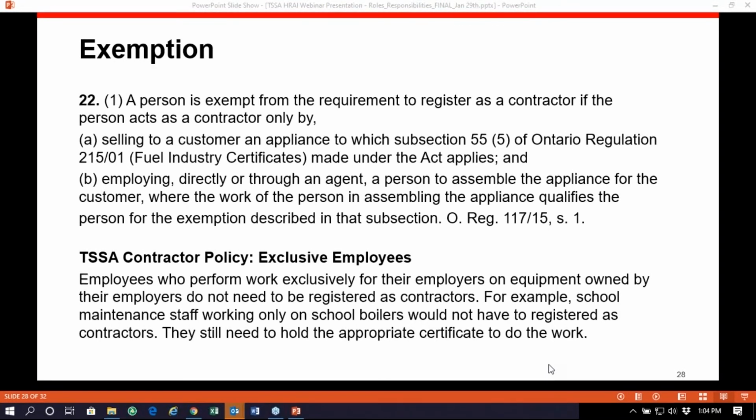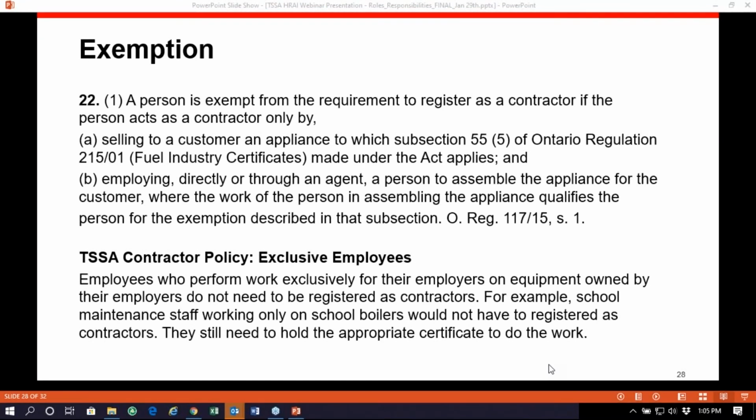There are exemptions to the requirement to be a contractor, and I'll go through those. A person is exempt from the requirement to register as a contractor if the person acts as a contractor only by selling to a customer an appliance to which Section 55.5 of Ontario Regulation 215 applies, and by employing, directly or through an agent, a person to assemble the appliance for the customer, where the work of assembling the appliance qualifies the person for the exemption described in Ontario Regulation 117. That is what I talked about a little earlier.